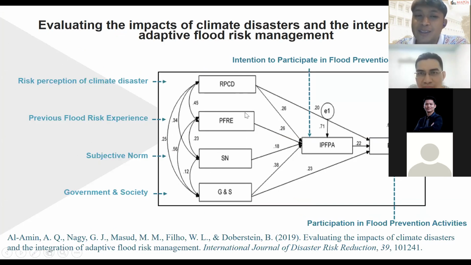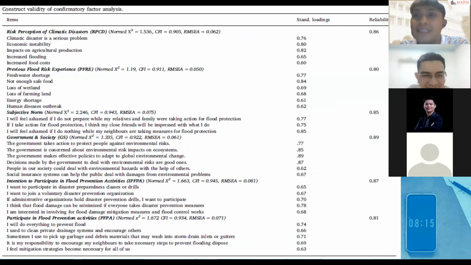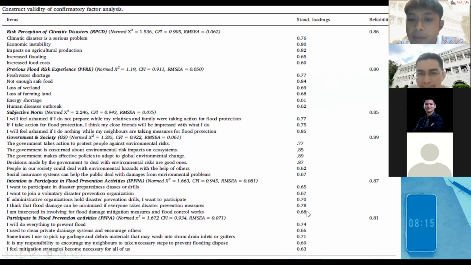But if you ask why it is square, don't ask me. Ask the writer, or ask the reviewer. But it's okay. At least we understand what this person is actually talking about. This is the factor loading. Oh, it looks beautiful, actually. Pretty good. Higher than 0.6, mostly everyone.